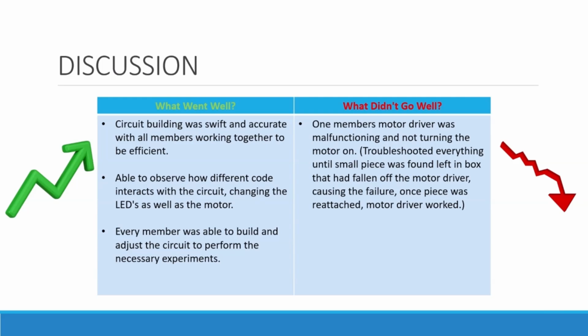What did not go well during this experiment was that one member's motor driver was malfunctioning and not turning the motor on, and even after troubleshooting, the problem was not solved. Eventually, the TA was able to find a missing piece that had fallen off of the motor driver, and once it was put back on, the motor driver worked properly, and there were no other problems.